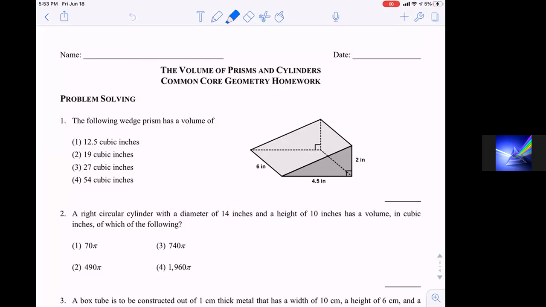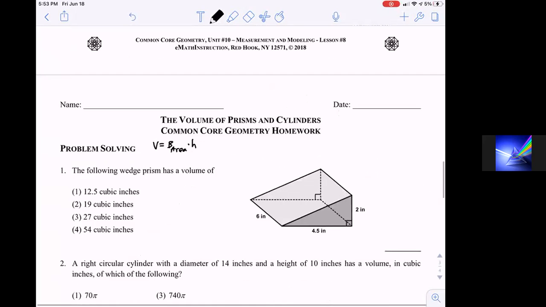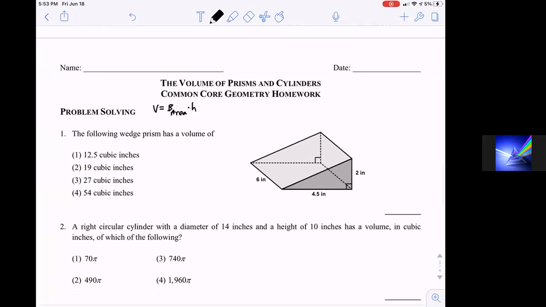Let's begin. Problem number 1. The following wedge prism has a volume of... Now, to find the volume of a right figure, a right prism, the volume is the area of the base, which I'm going to call base area, times the height, or depth in some cases. In this case, it's going to be depth for this problem.